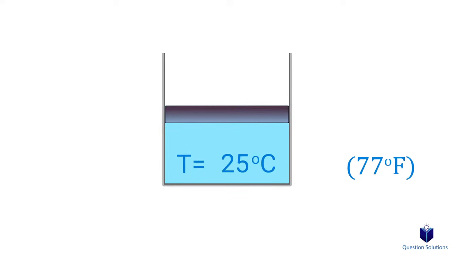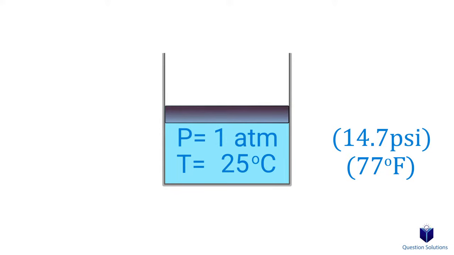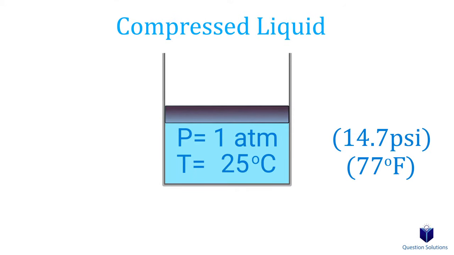Imagine we have a container like this, filled with water. On top, we place a sealing metal piece like this. Right now, the temperature of the water is 25 degrees Celsius, and the pressure is 1 standard atmosphere. At this point, the water is in a liquid phase, and it's called a compressed liquid. All it means is that this water is not about to vaporize.